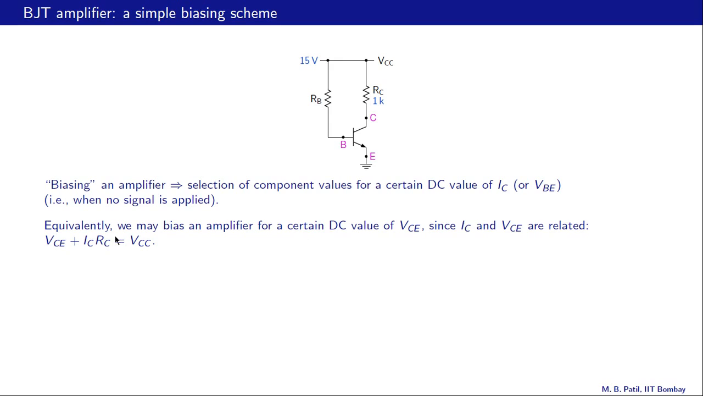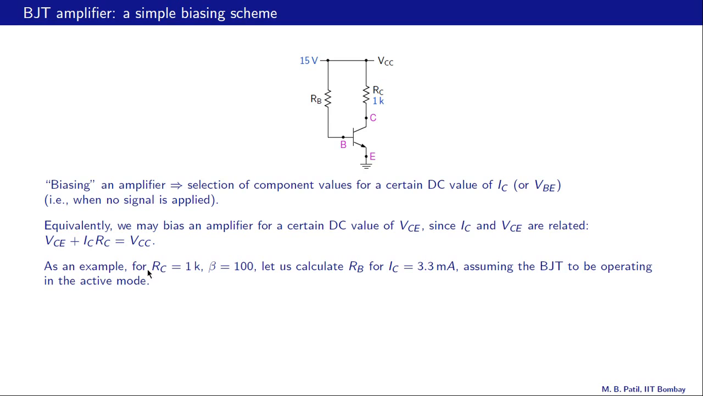Now, equivalently, we may bias an amplifier for a certain DC value of VCE, this voltage VCE. And why can we do that? Because IC and VCE are related. For example, in this circuit, VCE plus ICRC is equal to VCC, and so therefore there is a relationship between VCE and IC. So sometimes instead of insisting on a certain value of IC, we might say that VCE should be a certain voltage.